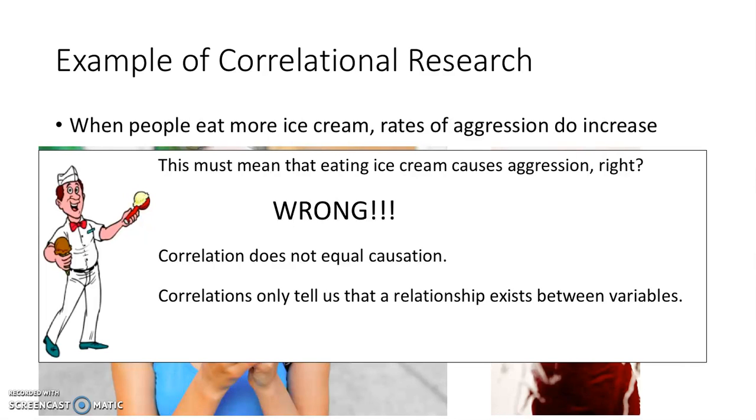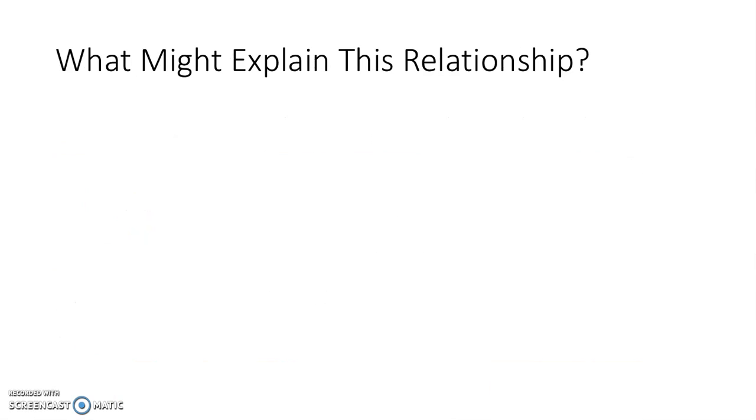Correlational designs only tell us that a relationship exists between variables. The only thing we know for certain from the ice cream man study is this: when ice cream consumption is high, aggression is also high. And so what might explain this relationship? The ice cream man's correlational design shows us that these things co-occur, but it does not give us information about which variables came first. So we do not know why they co-occur.